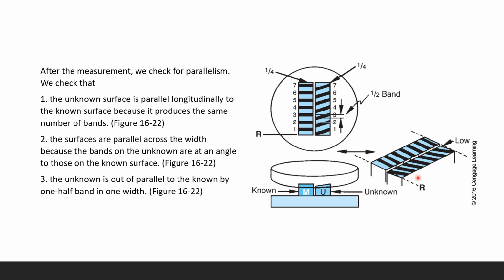So when you look at it here, both surfaces have the same number of bands, okay? They have the same number of bands. You can see right here, 1 all the way to 7 and 1 all the way to 7. But the bands on the unknown surface appear at an angle. So this is the band, okay? On the unknown surface, it appears at an angle. So here we have our known, and this is our unknown. Okay?